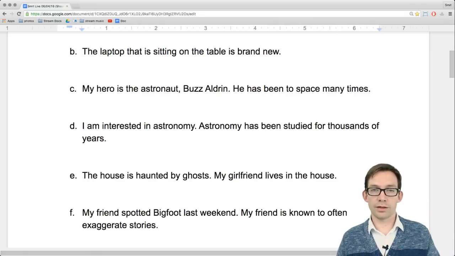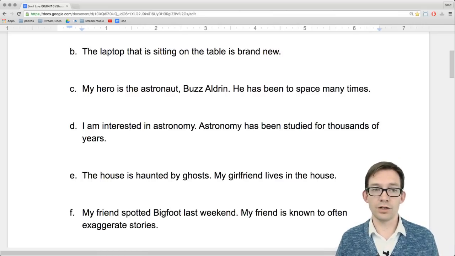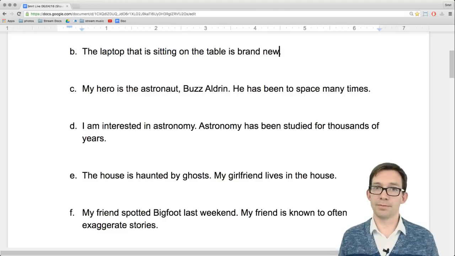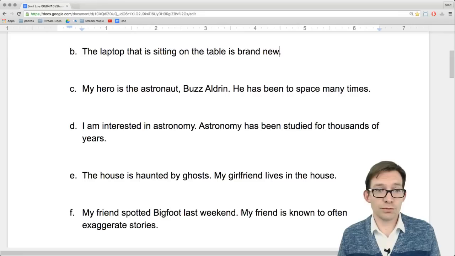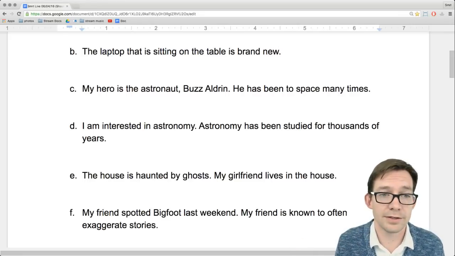Some of you went with defining and said, the laptop that is sitting on the table is brand new. And that's fine if there are multiple laptops, right? Which in this case, at our school, if you go into a classroom, there are laptops everywhere. So you may need a defining clause in that case.